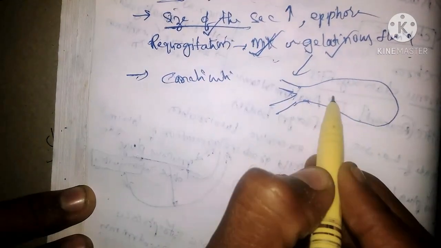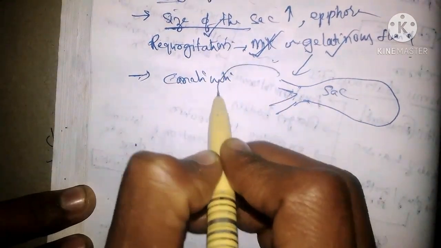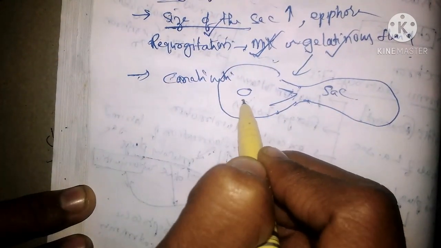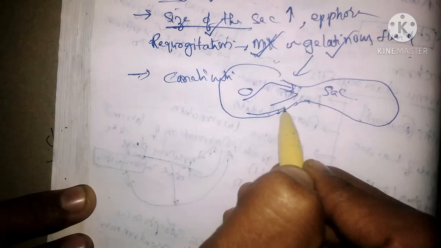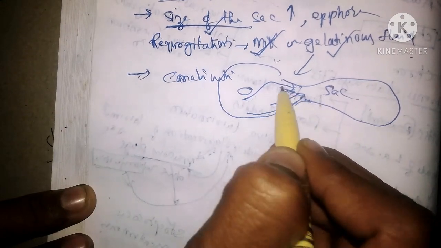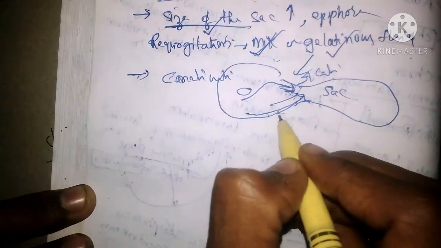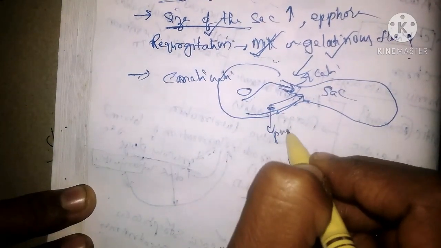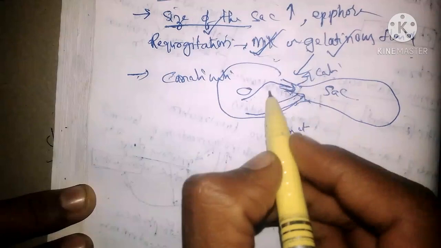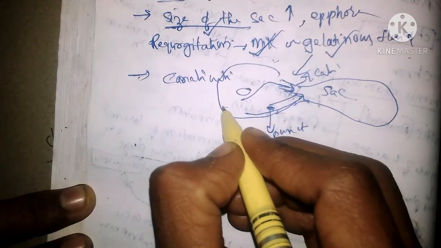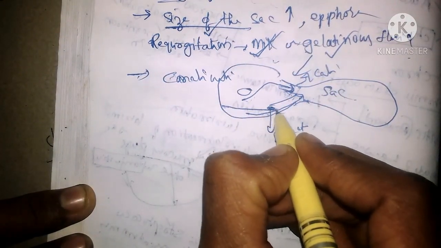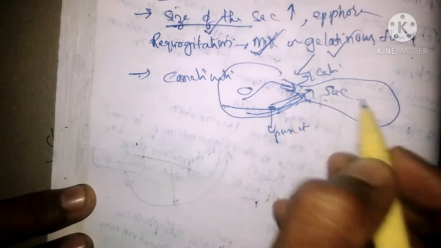And this is the sac, this is the eye. From the eye, what you see is tears going into the sac through the canaliculi. These are the canaliculi, these are the puncta, this is the sac. So tears will go through the canaliculi into the sac.